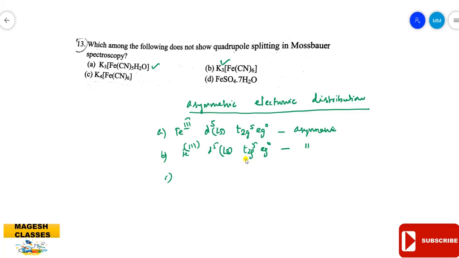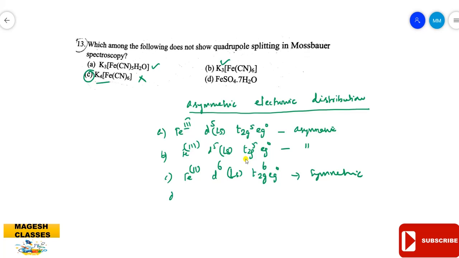And C, the Fe is in the +2 state. So it is d6 and it is low spin. The electronic configuration is t2g6 eg0. So it is the symmetric one. It does not show quadrupole splitting in Mössbauer spectroscopy.